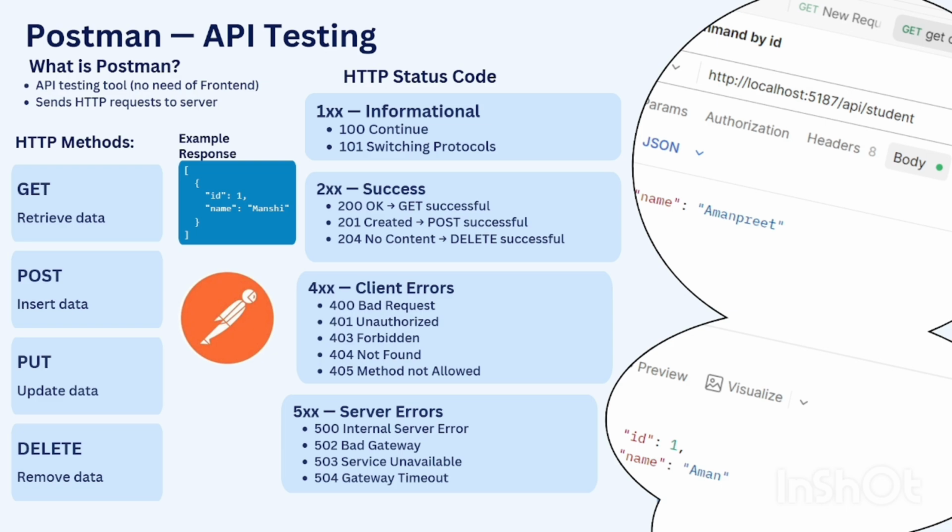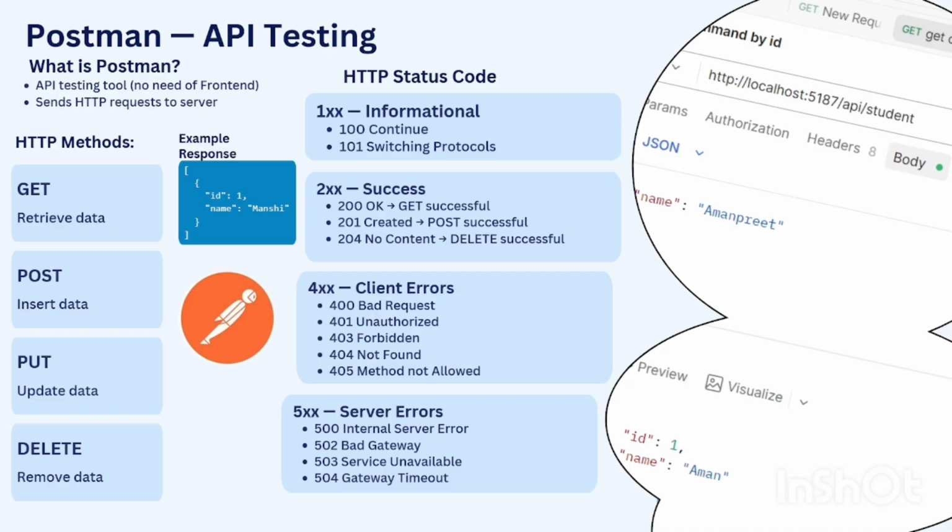Then comes put. We use put to update an existing student's data. This modifies the existing record based on the given ID. Then comes delete. Finally, we use delete to remove a student from the database. As you can see, every operation performed in Postman is directly reflected in the database, which confirms that our API is working correctly. I will show you the implementation in a while.